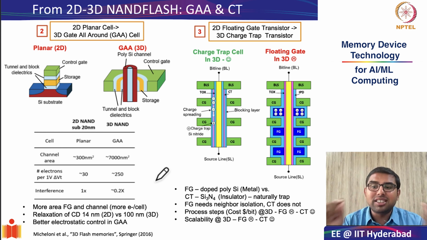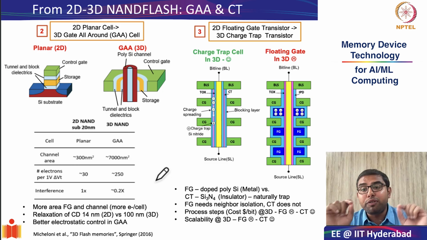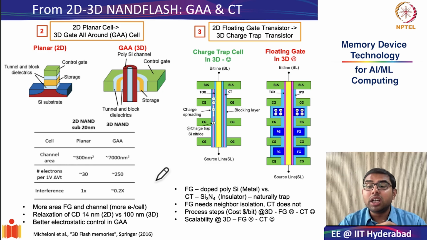The real answer lies in what the charge storage layer is in charge trap versus floating gate. Let us remind ourselves, the charge trap had a charge storage layer of silicon nitride. Now silicon nitride is an insulator. What is it in the case of floating gate? It is doped polysilicon, which is a metal.